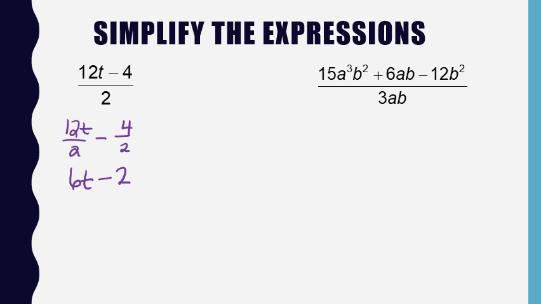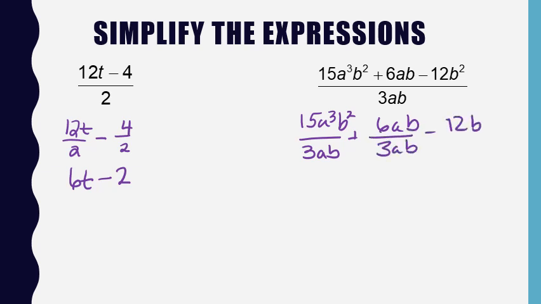Here I've got some variables involved, so I have to remember to use the rules for division that you learned. So we're going to divide everything by 3ab. Okay, so when I do this division, 15 divided by 3 is 5. And then we subtract our exponent. So 3 minus 1 is 2. 2 minus 1 is 1. So my first term is 5a squared b.